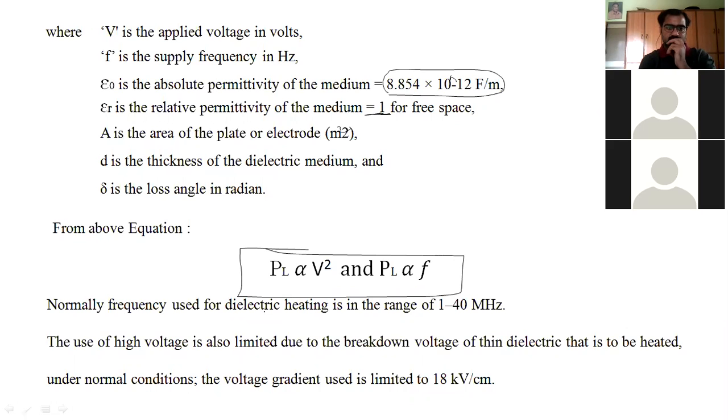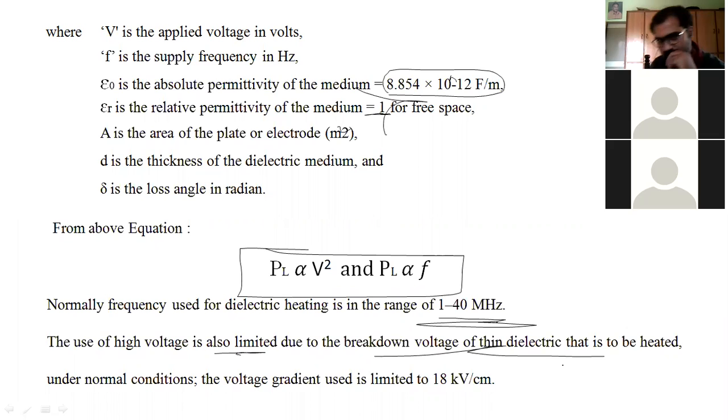Okay, that is an insulating material. So the normal frequency used for dielectric heating is in the range of 1 to 40 megahertz. So we are going to operate this dielectric heating method in the frequency range of 1 to 40 megahertz. The usage of high voltage is also limited due to the breakdown voltage of the thin dielectric that is to be heated.